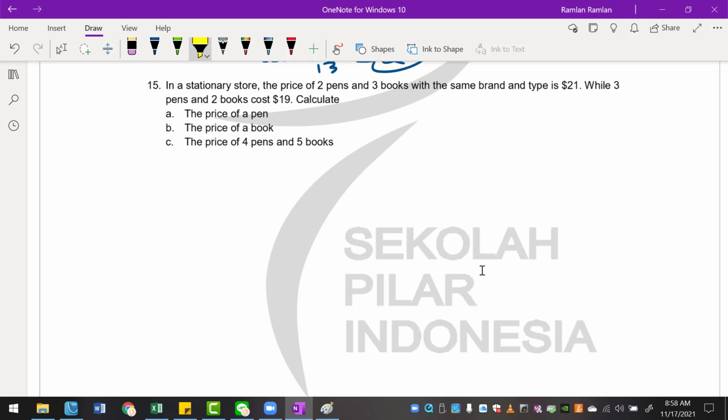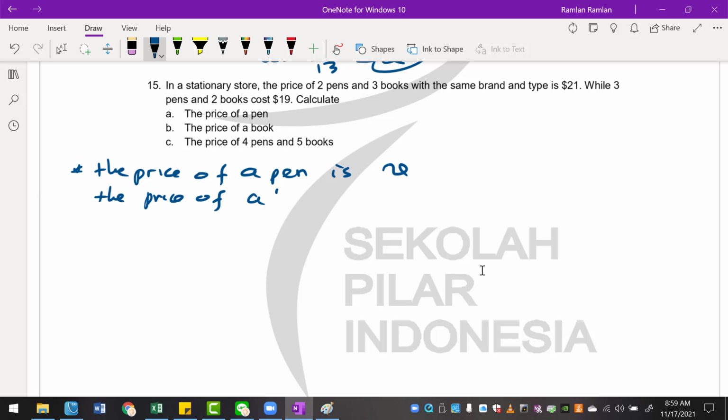Because we're using the Cartesian coordinates, let's use x and y. Actually, you can use other variables, but use x and y this time. For example, the first one is the price of a pen is x, and then the other one, the price of a book is y. Okay, so I have that statement there.